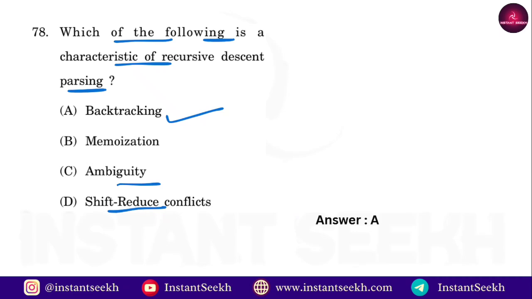Okay, why? Because the recursive descent parsers use backtracking unless optimized. Okay, so memoization is basically used for packrat parsing, not recursive descent. Okay, this memoization is not used for recursive descent. Okay, so this is wrong. So your correct answer is backtracking. That is your answer number A. Let's move on to the next question.